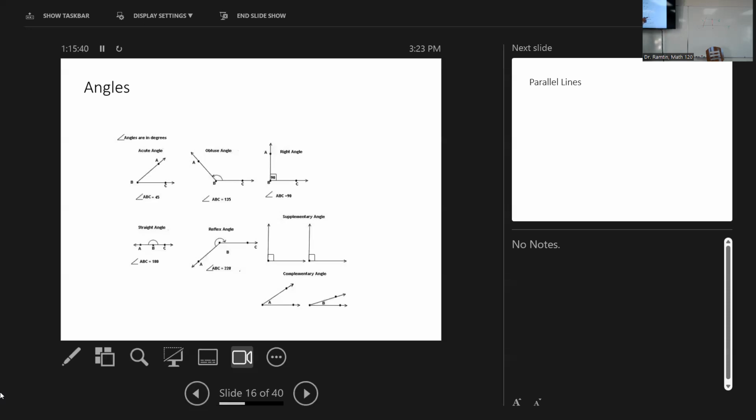When you have two angles that add up to 180 degrees, they're called supplementary angles. Oh no, I'm sorry. These are complementary angles: when you add these two angles together, they become a right angle.